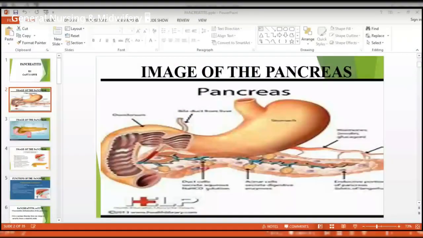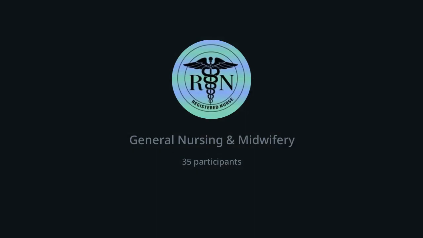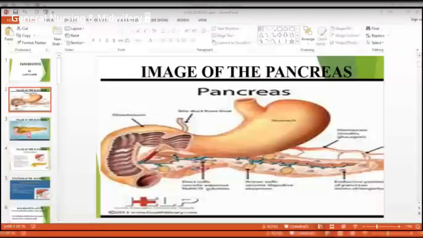So today we are talking about pancreatitis, which is a medical condition. It is a medical condition.